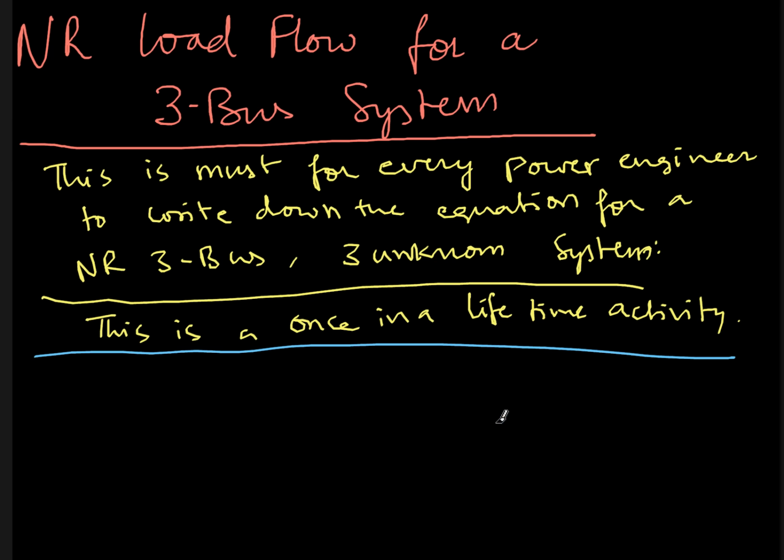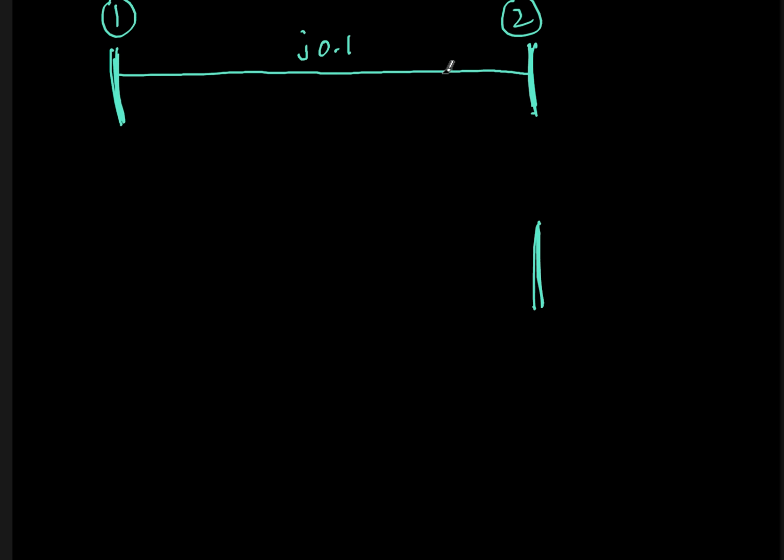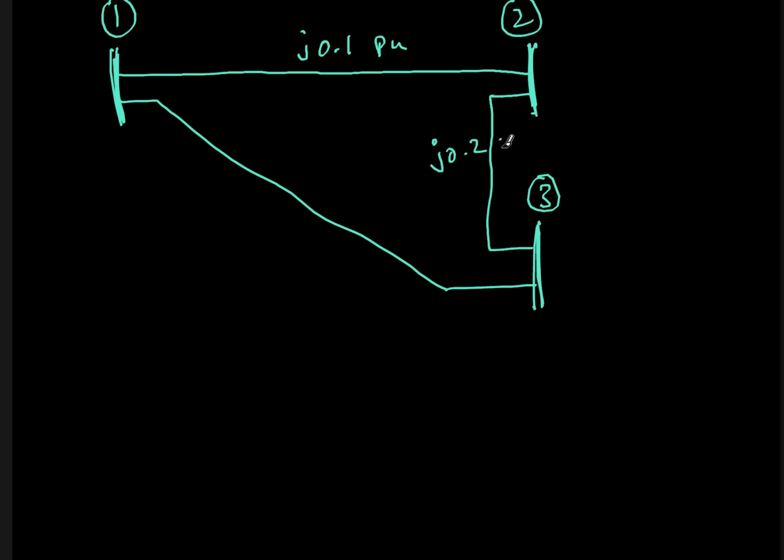So I'll draw the circuit. A three bus system will have three buses. So one, two, and let's write here three. I would also like to have a connection between one and three also. So this is bus one, bus two, and bus three. Bus one is connected to bus two via a transmission line whose impedance is j0.1 per unit. All the impedances are in per unit. Then bus 2 is connected to bus 3 and bus 1 is also connected to bus 3. Let's say this is j0.2 per unit and this is j0.25 per unit. I'm giving the impedances of the lines in per unit.